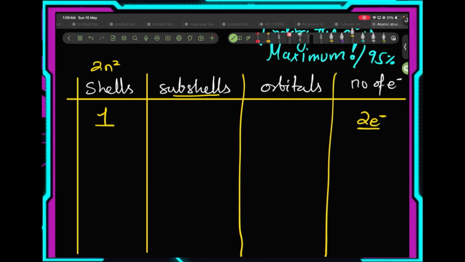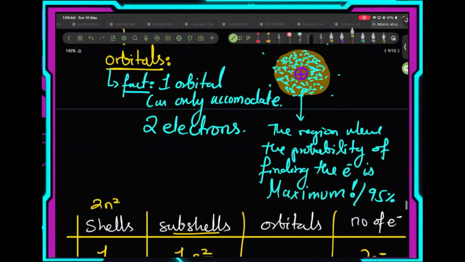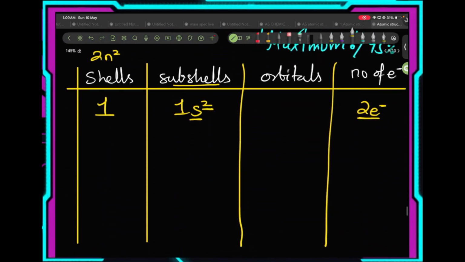Only one, 1s, right? Now the 1s could accommodate how many electrons? Two. So the first subshell is enough to accommodate these 2 electrons. Now, in order to accommodate these 2 electrons, this s subshell must have how many orbitals? Because one orbital can only accommodate 2 electrons. Only one. So there is only one orbital inside the s subshell.